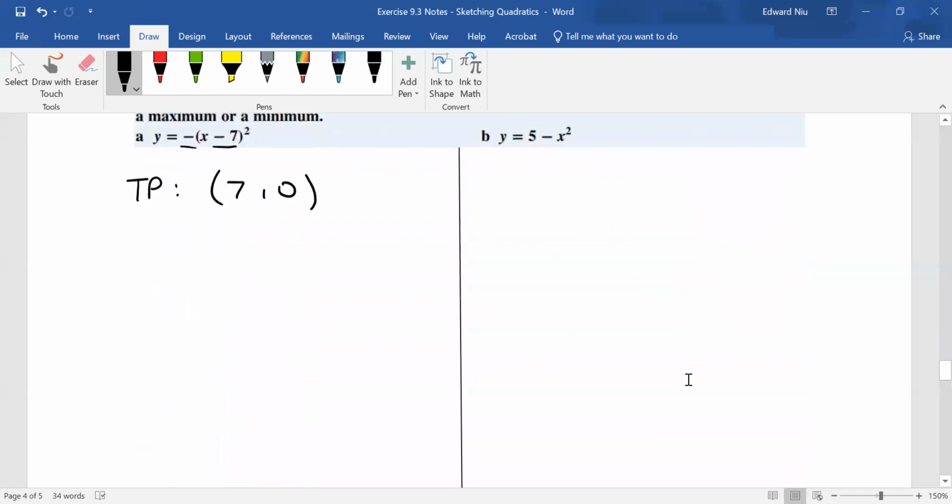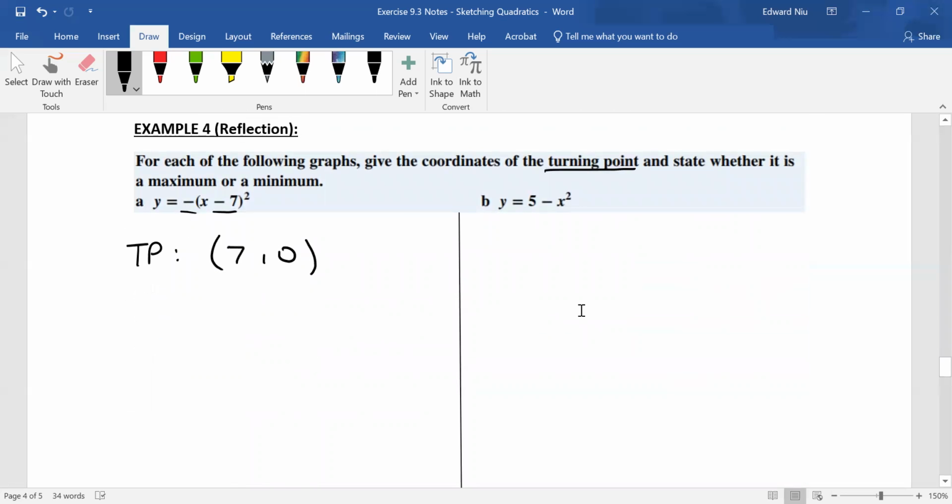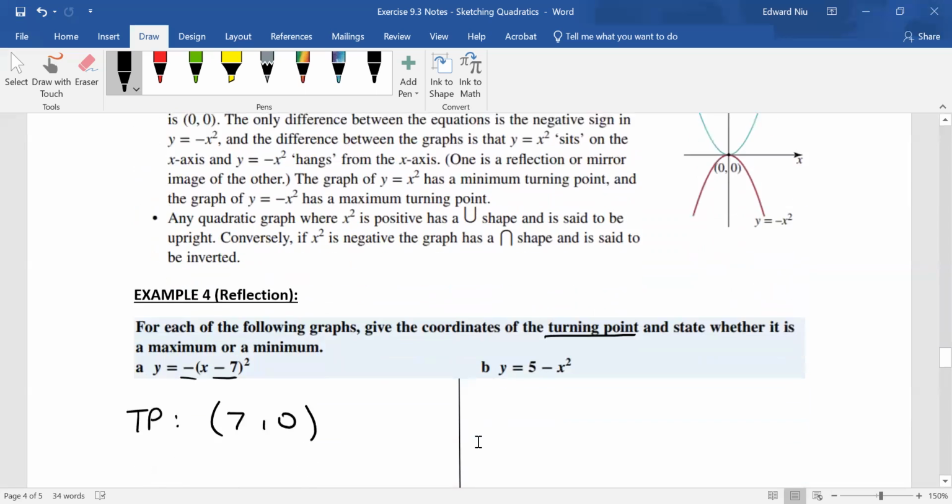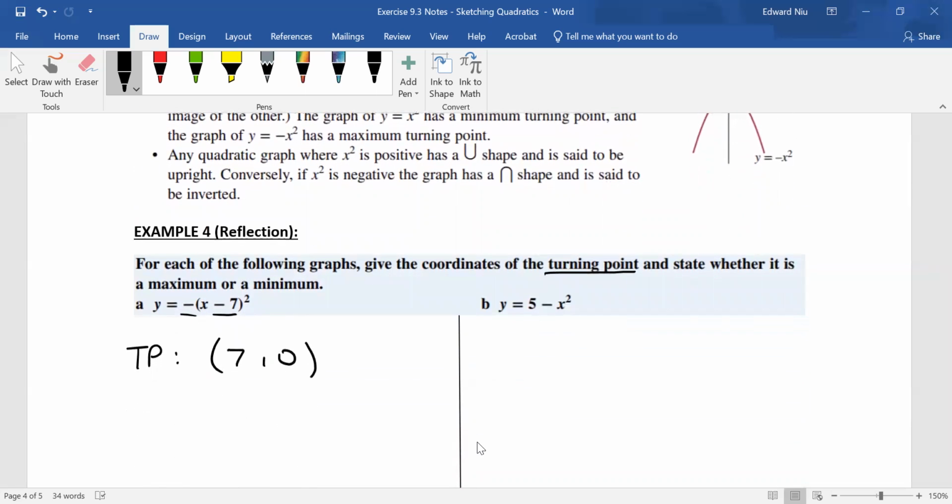All right, so here, because we have a negative, this means it's been reflected into an unhappy face. And so we are going to have a maximum. So this negative causes us to have a maximum turning point.